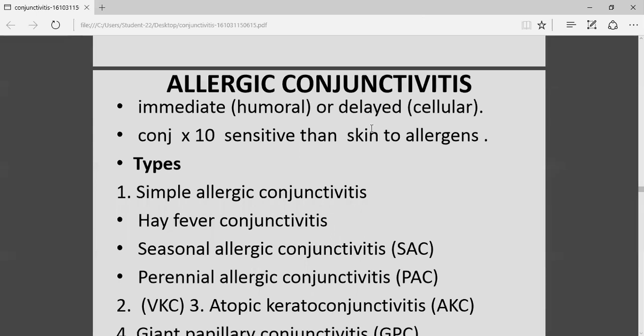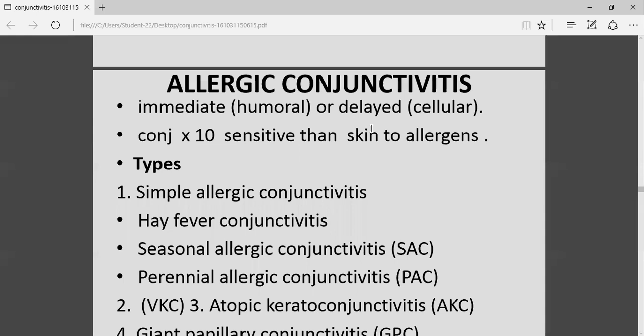Now, allergic conjunctivitis, as the name suggests, this is a type of conjunctivitis that occurs due to the allergen reaction, and you all know that allergic reaction might be humoral or cell mediated. Humoral is always an immediate type of allergy, and cellular is always a delayed type of allergy. Okay. Now there are different types of allergic conjunctivitis.